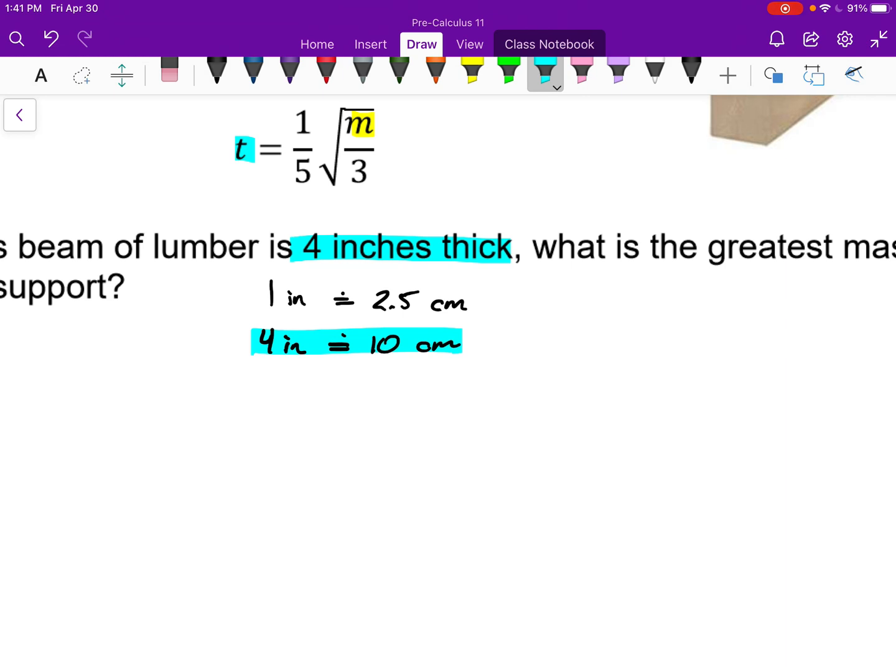And again, we live so incredibly close to the United States that so much of our infrastructure is still based in imperial measurements. It's kind of good to know inches is about 2.5 centimeters. And so now I take my equation up there, and the thickness is 10 centimeters. So 10 equals 1/5 times the square root of m over 3. And now we can solve for m because we know t.